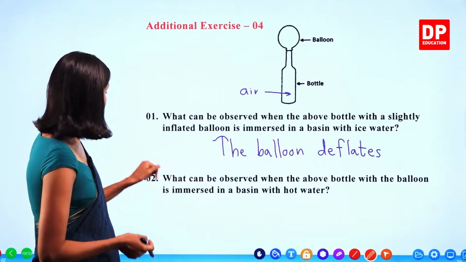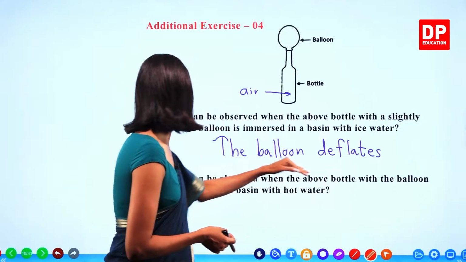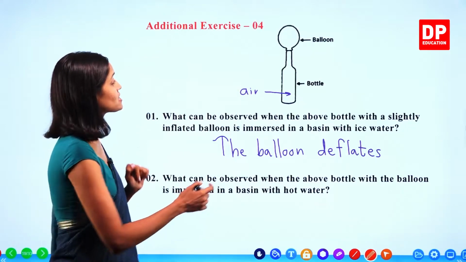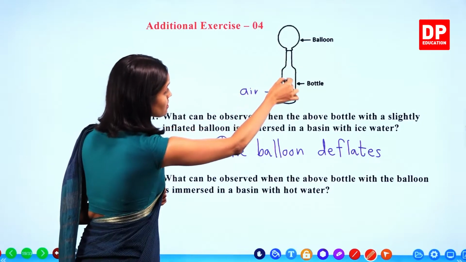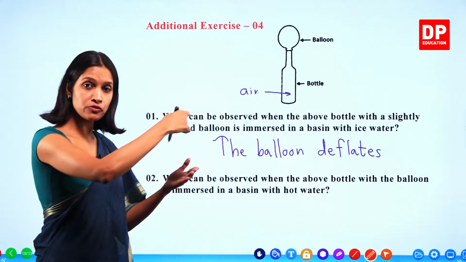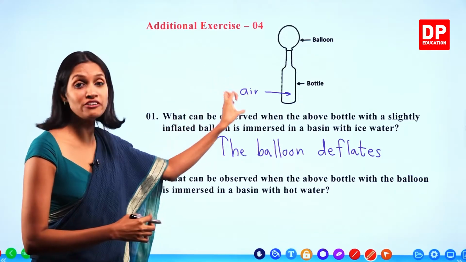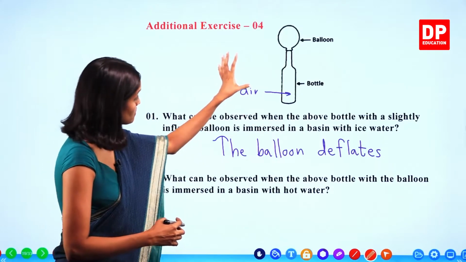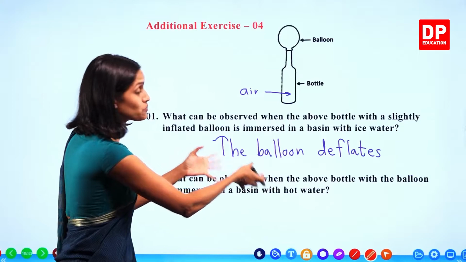Next one. Number 2. What can be observed when the above bottle with the balloon is immersed in a basin with hot water? So first, this was the setup, slightly inflated balloon. With the bottle, we have to immerse it in ice water. Then what happens to the balloon? The balloon deflates. So then we have to take this setup, the bottle with the deflated balloon, and you have to immerse it in hot water.